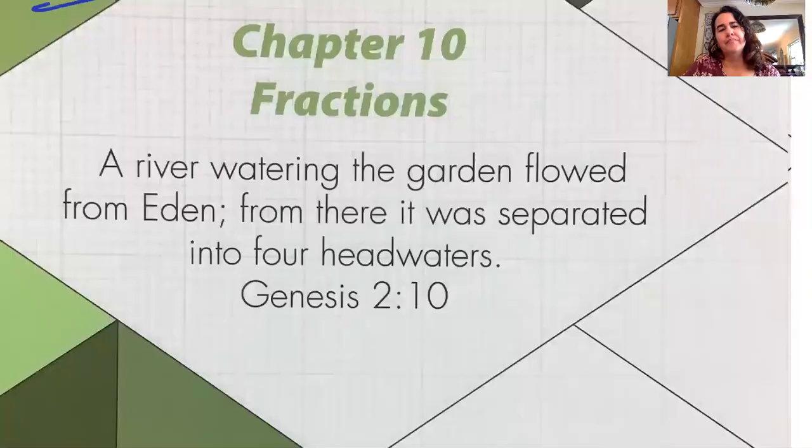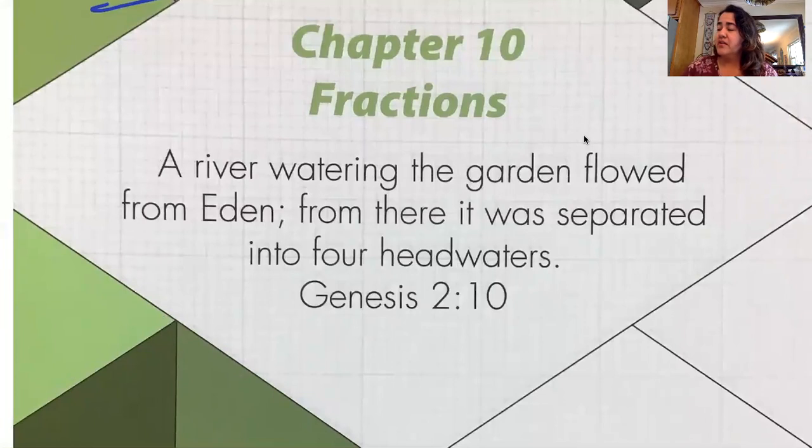Boys and girls, we're moving into Chapter 10 today. That's fractions. So you should have your math packet in front of you, and it should look like this. Okay, so here we are, friends, and it says, Chapter 10, Fractions.